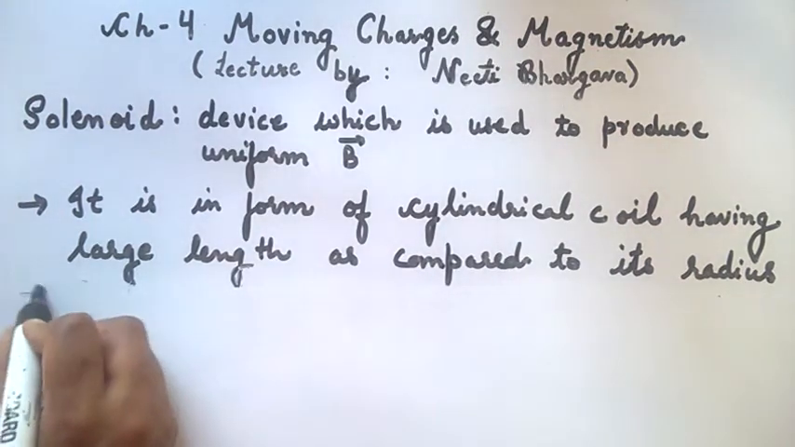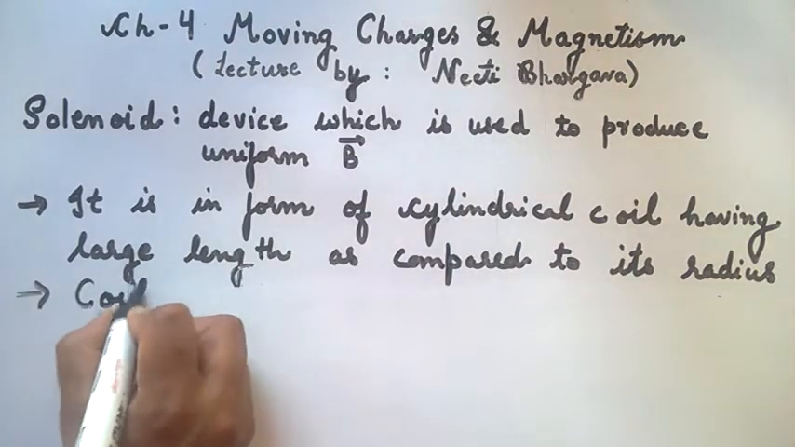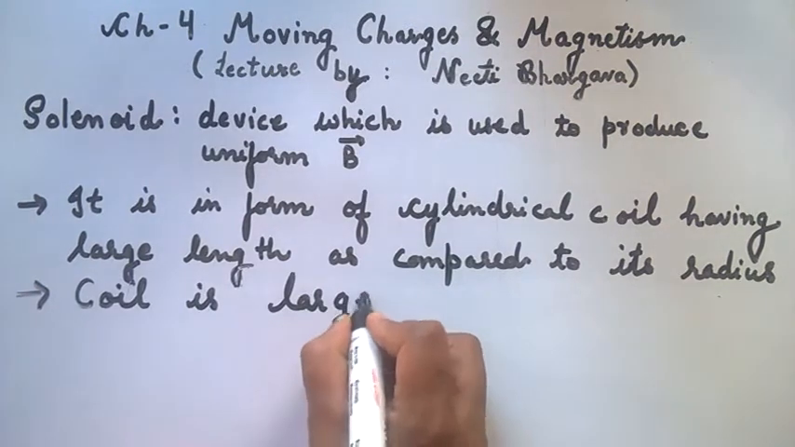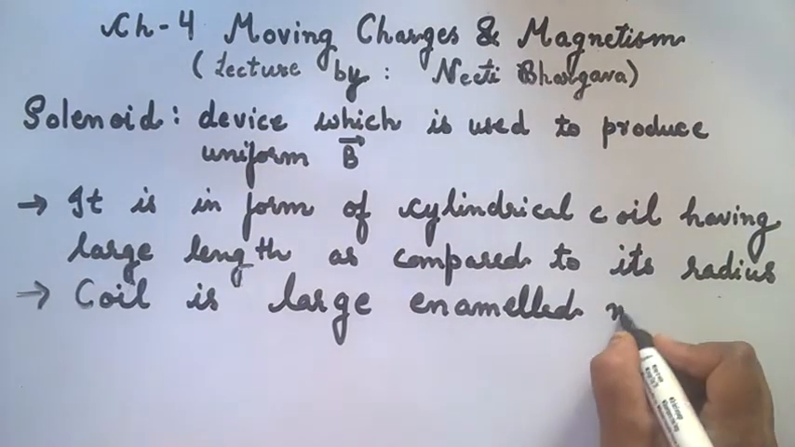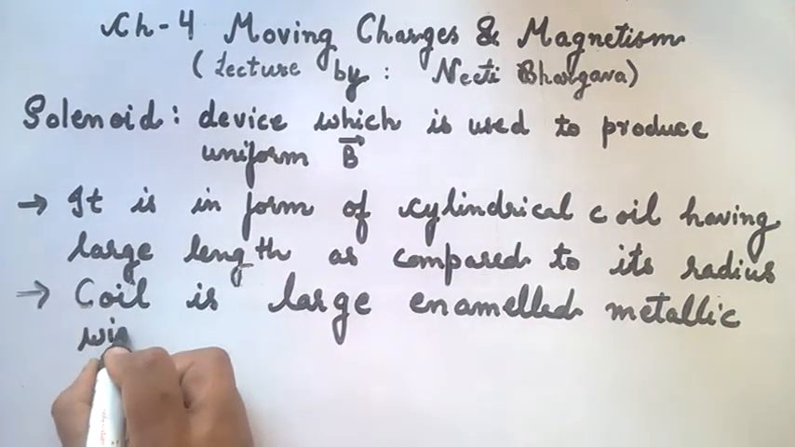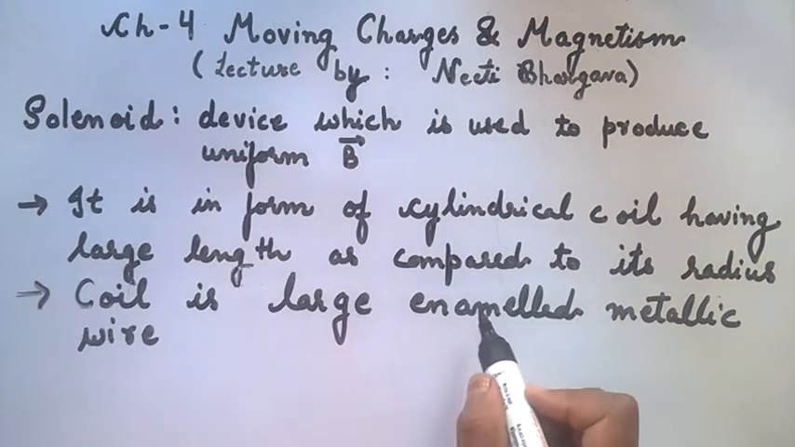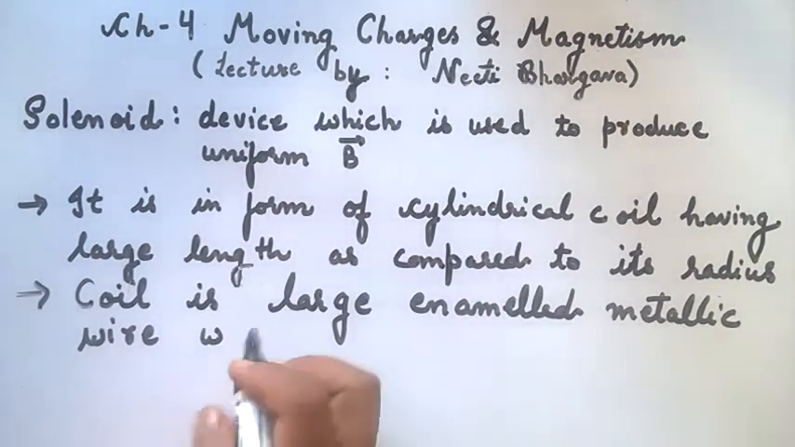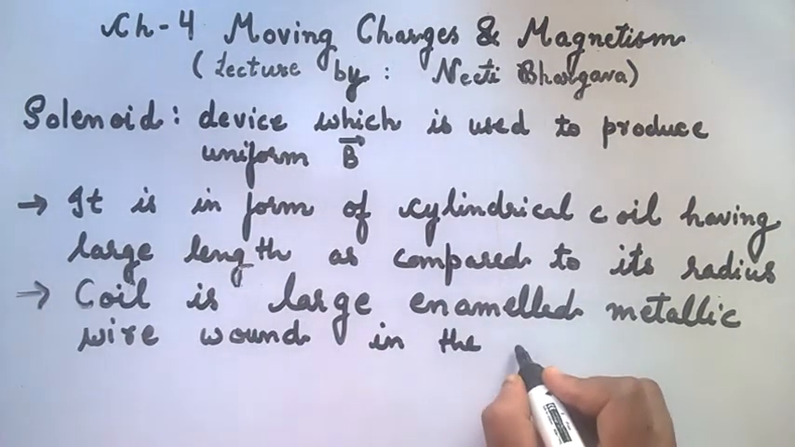This cylindrical coil is basically an enameled metallic wire. The coil is a large enameled metallic wire. Enameled means insulated, that is, each of the circular turns is insulated from the others, and this metallic wire is wound in the form of a helix, that is, in the form of a spring.